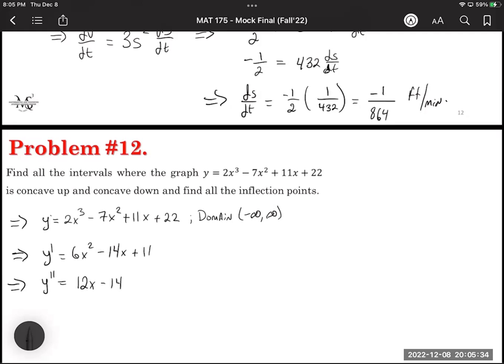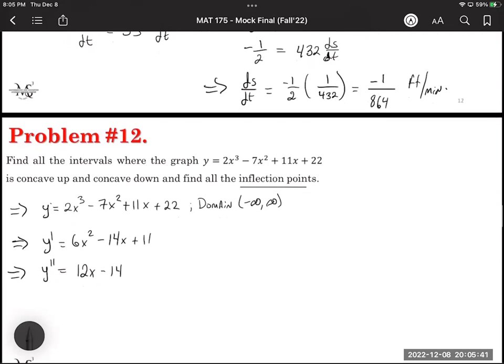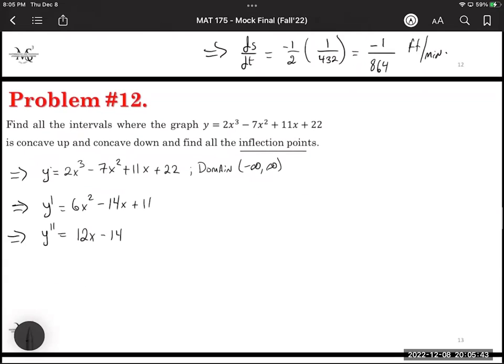So if you want to find any possible inflection point, you set the second derivative equal to 0, right? Another thing you usually have to check for is whenever the second derivative doesn't exist for some value of x that's in your original domain, but we don't have to worry about all of that here because we're dealing with polynomials. Just set the second derivative equal to 0.